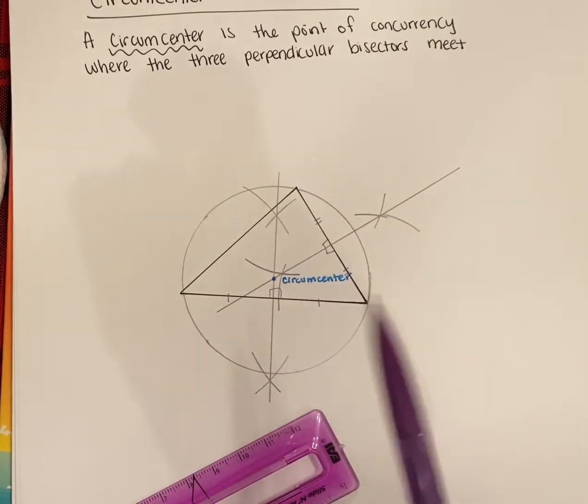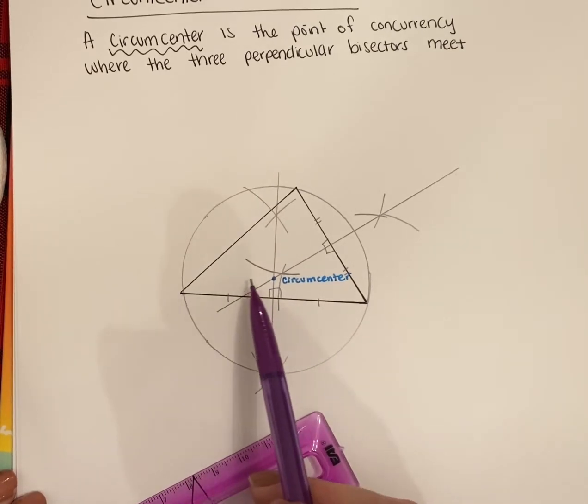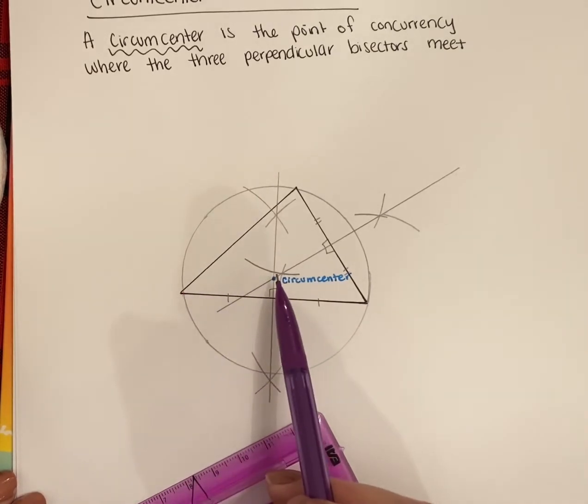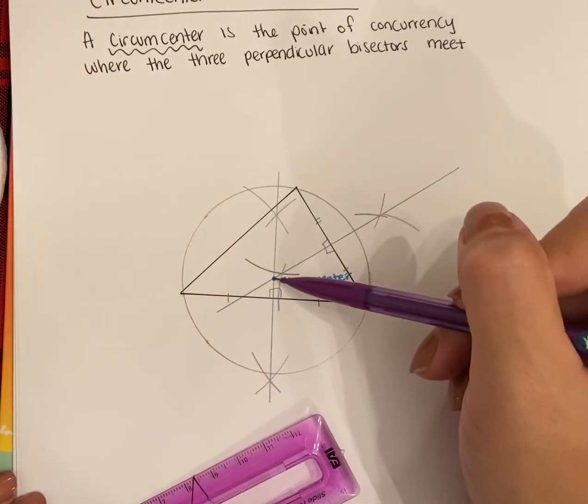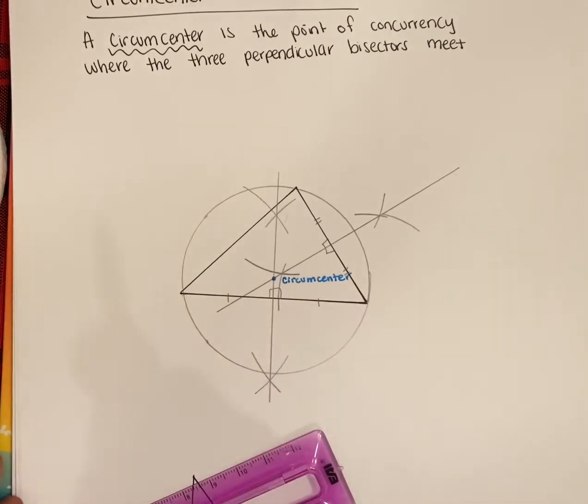This is telling me that this is actually the radius of my circle, the distance from each vertex to the circumcenter. This is equidistant: from the circumcenter to this vertex, and the circumcenter to this vertex. Those radii are all the same. So we're going to do the same thing.